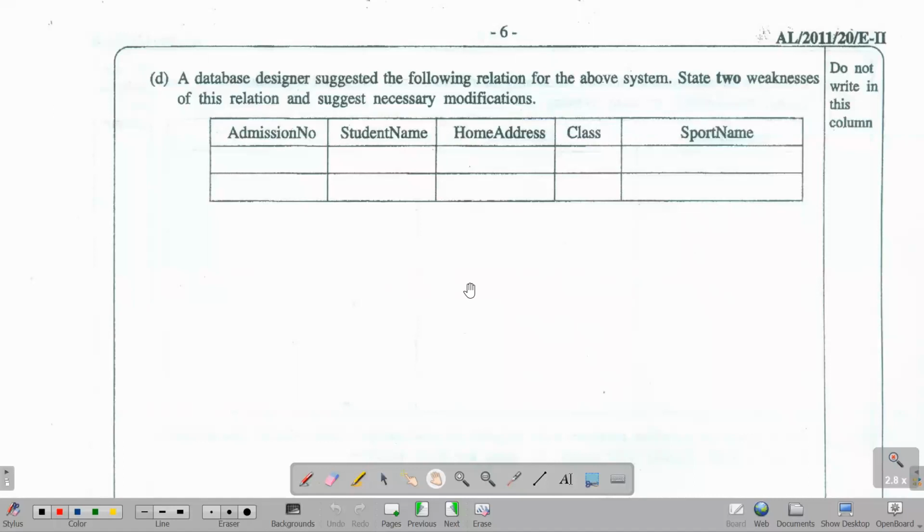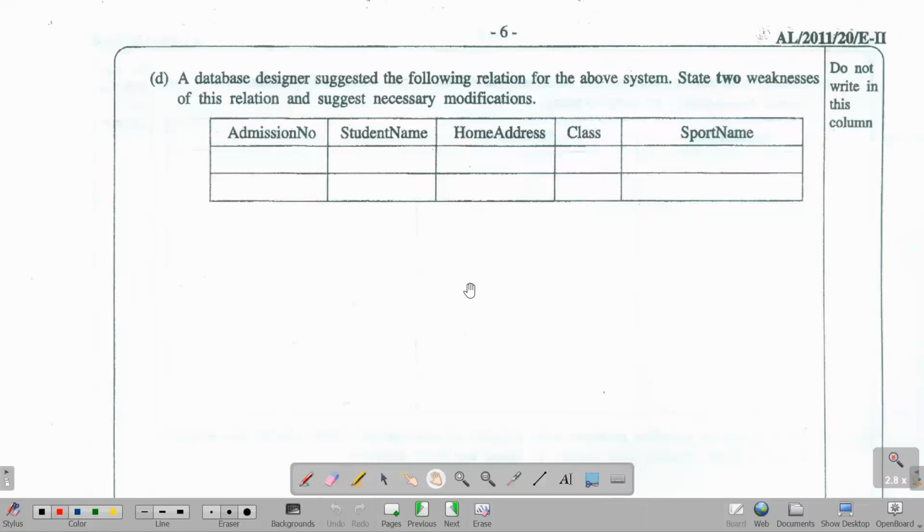So you should be able to clearly identify the hours attribute is not shown over here. It's a primary requirement of the principal. He needs to store the name of the student, the address of the student, the class, the admission number, and the sport that particular student is doing, as well as how many hours a particular student is spending on a particular sport. So admission number, student name, address, class, sport name, everything is here, but no number of hours are given over here. That will be one big weakness in this table.